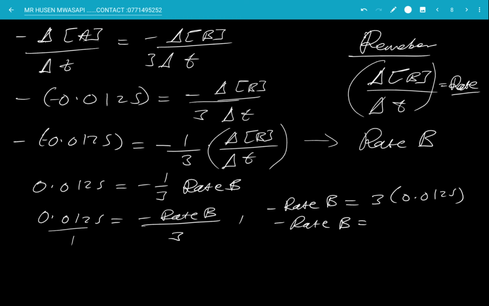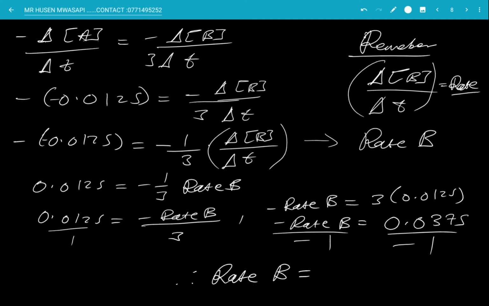Then minus rate B is equal to, what is 3 times that value? You will end up having 0.0375. Because of the minus, divide both sides by minus 1, and therefore rate of B be equivalent to minus 0.0375 molarity per second. And that is your final answer.